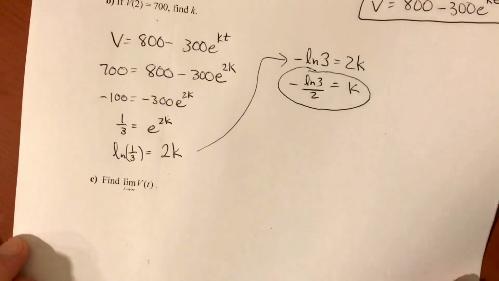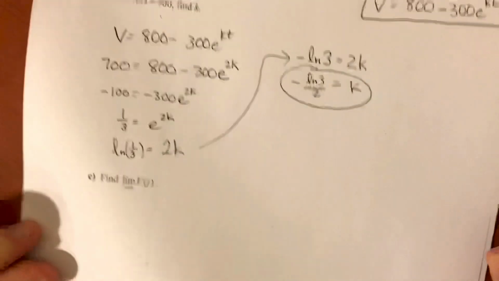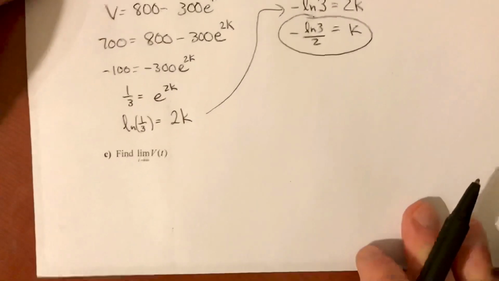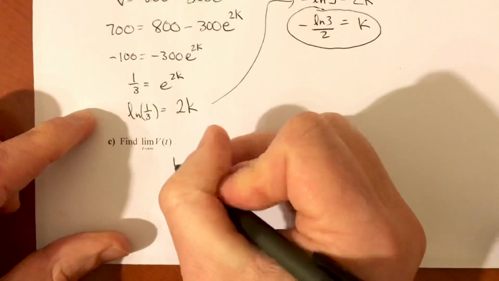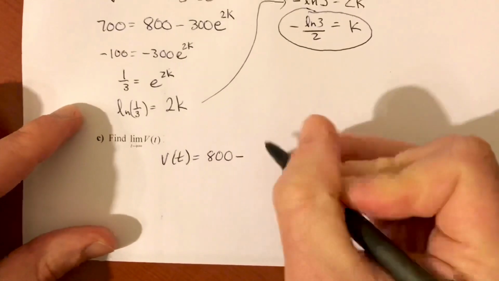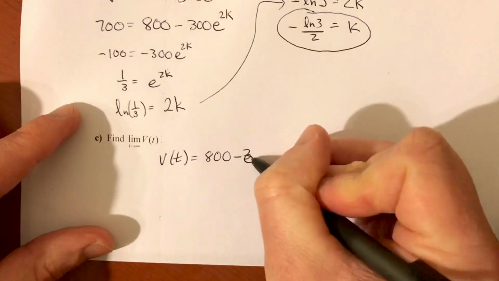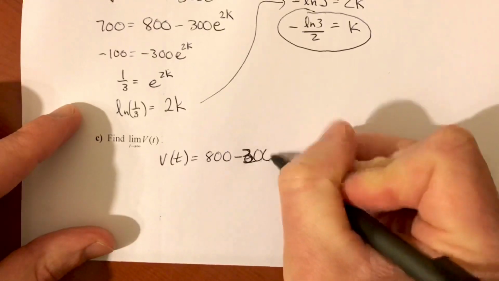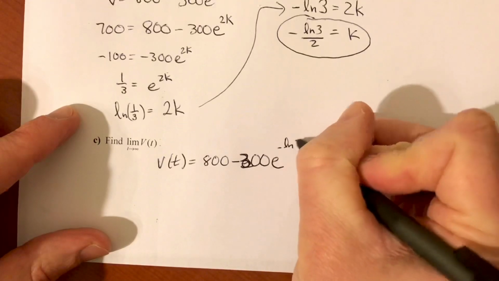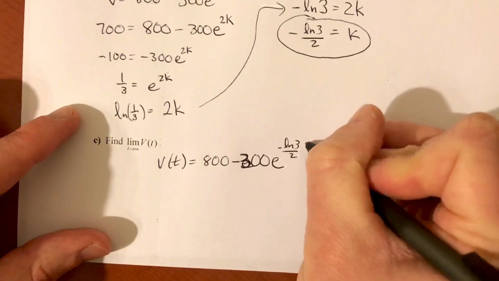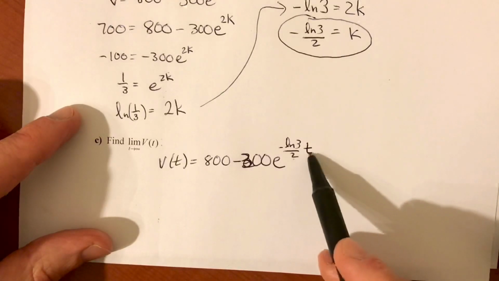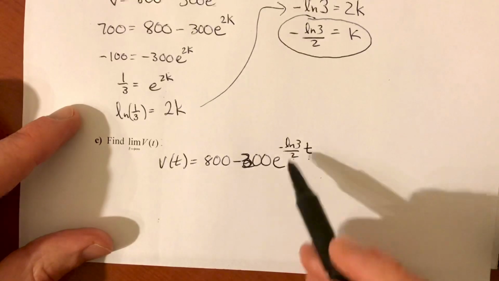And now that we know c and k, they're asking us part c. Let's find the limit of this function as t approaches infinity. So we've got v of t now in full. V of t is equal to 800 minus 300 times e to the k, and k is now negative ln of 3 over 2, all times t. That's all just a big constant coefficient of t. Just be careful that t is not on the inside of the log or anything.